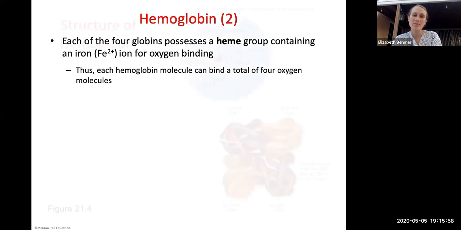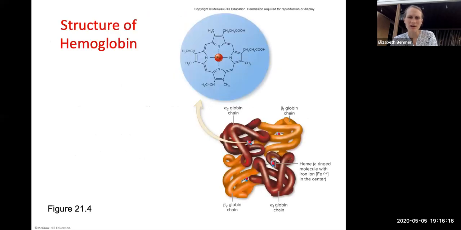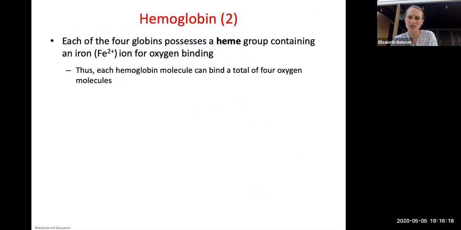So if we think about in the body, if each red blood cell has 280 million molecules of hemoglobin, and each hemoglobin can carry 4 oxygens, one red blood cell can carry 1 trillion molecules of oxygen, which is just so much. It's crazy to think about it, but it shows you how important oxygen is in the body.